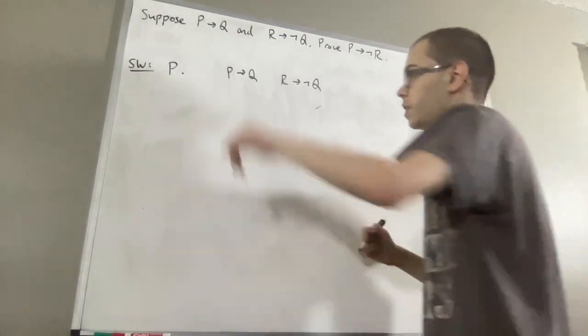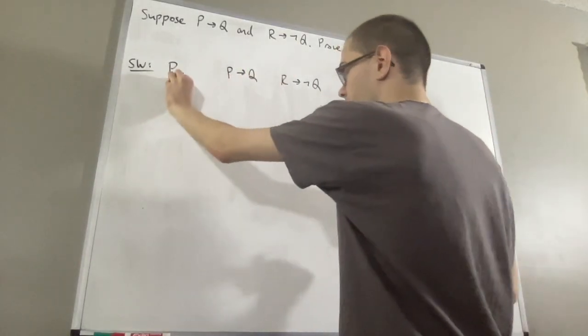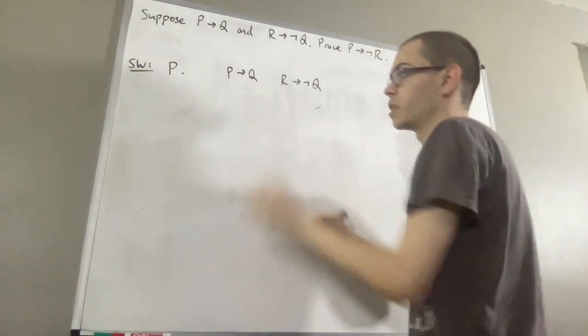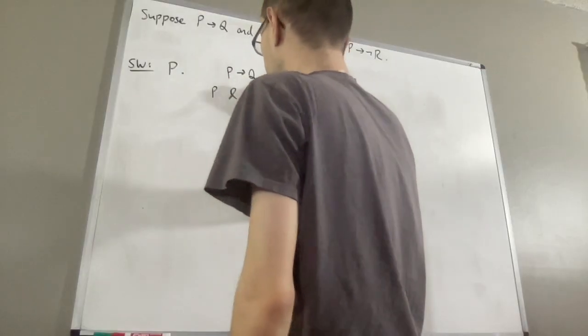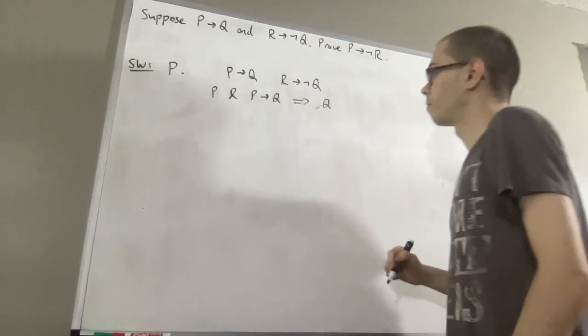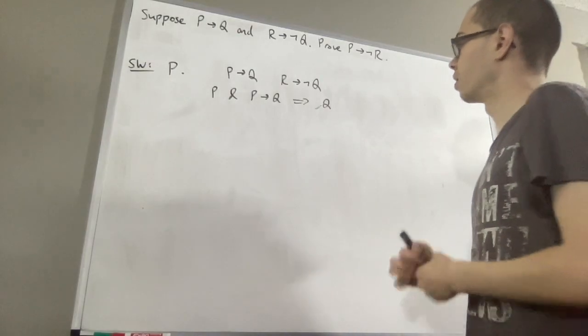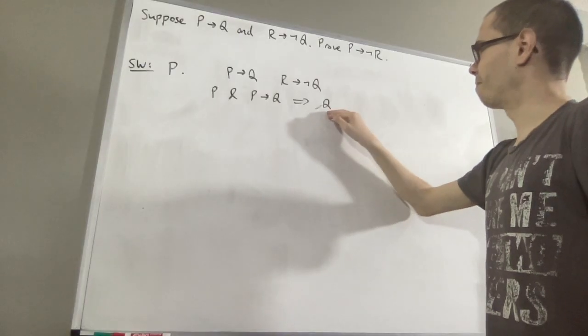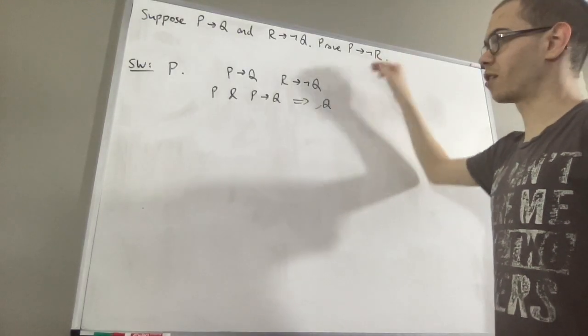So, we see that P is true. We also see if P is true, then Q is true. So we can apply modus ponens here. So these two statements allow us to conclude that Q is true. Now, what can we do with this? We need to somehow deduce that not R is true.